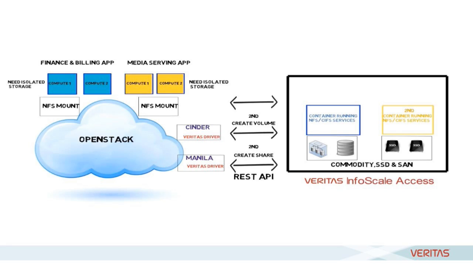We host the NFS services inside the container, and that NFS service exports the storage which is created on a dedicated storage pool. Similarly, when a second request comes in from a media server app compute node, we would spawn off another container, as Abhijit mentioned in the previous slide, and attach it to the Manila driver that we have. So this way, the two sets of groups are getting isolated storage.